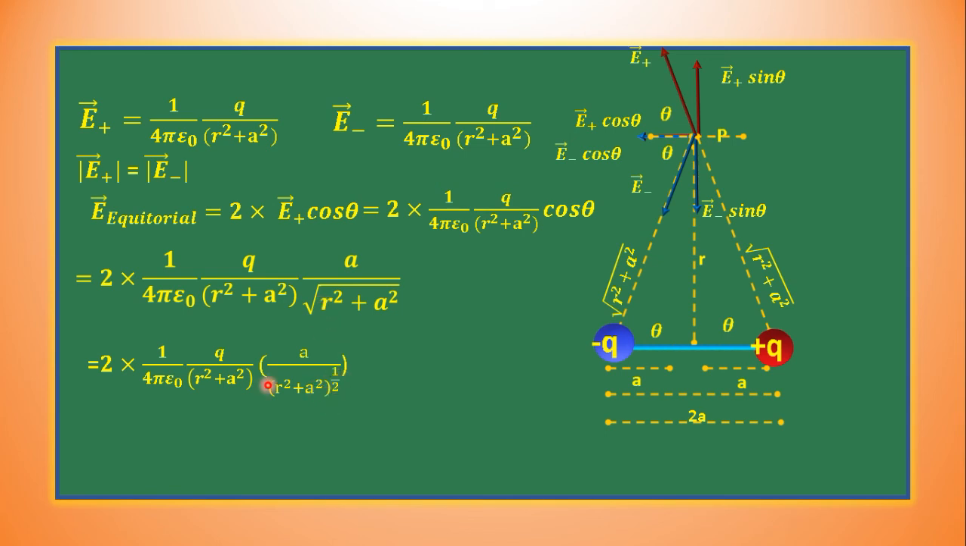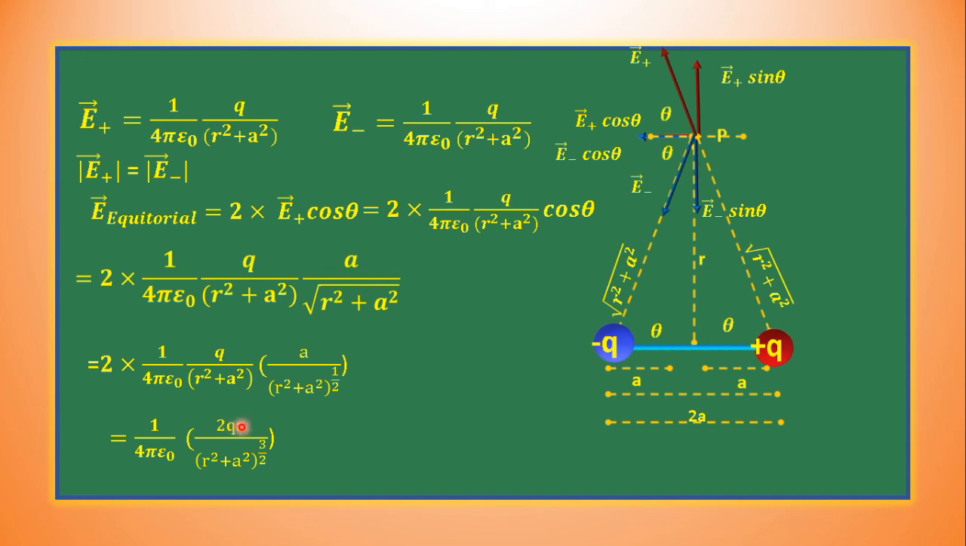So I will get like this, 2 into 1 by 4 pi epsilon 0 Q by r square plus a square into a by r square plus a square whole raised to 1 by 2. And this is whole raised to 1 and this is whole raised to 1 by 2. I can multiply both. I will get 1 by 4 pi epsilon 0, 2Qa divided by, 1 plus 1 by 2 is 3 by 2. So I will get 1 by 4 pi epsilon 0, 2Qa by r square plus a square whole raised to 3 by 2.